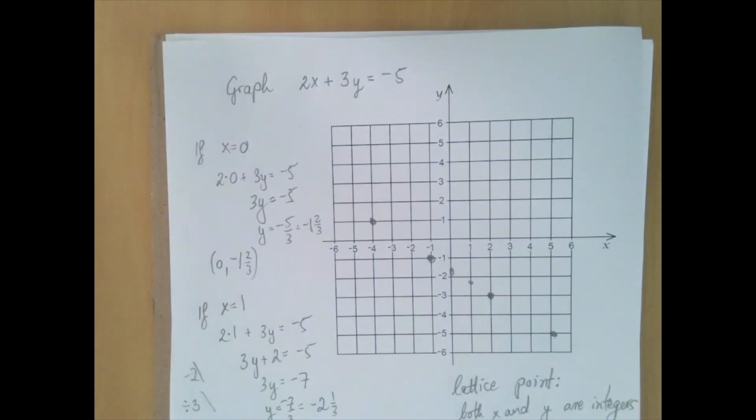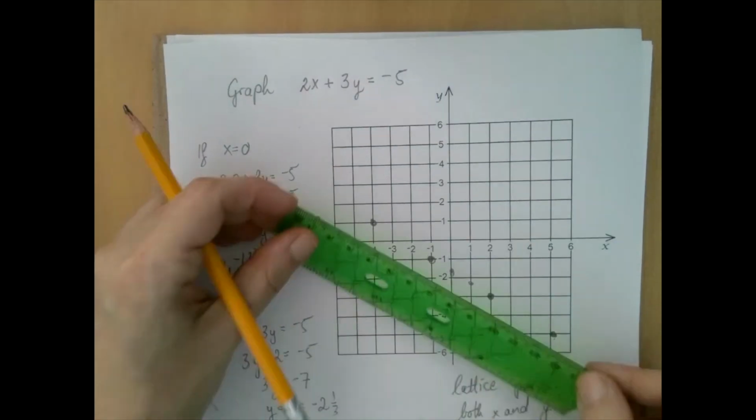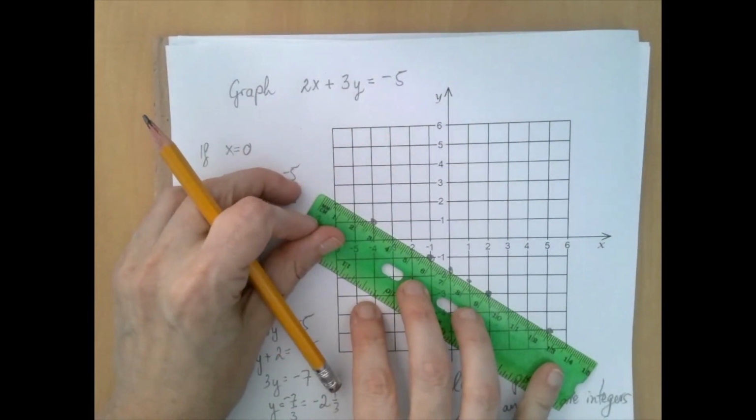It looks like we have plenty of points. They all seem to be on the same line. So we can just put a ruler through it and connect the dots.